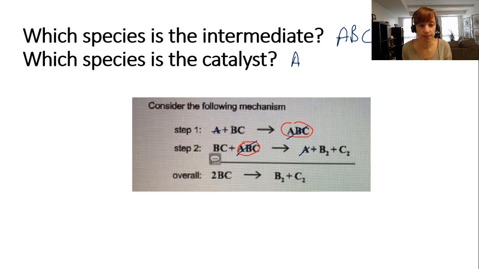So here it's 2BC because you have a BC from step 1 and BC from step 2. So those two just get added together. And then the remaining products are B2 plus C2.